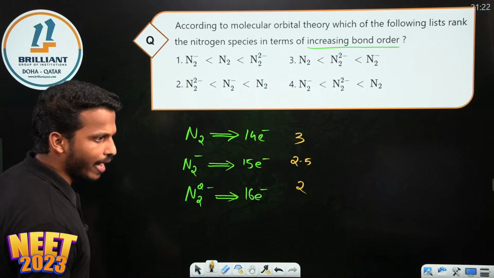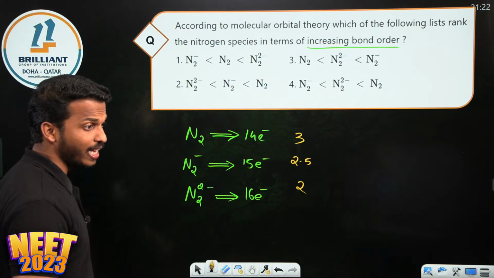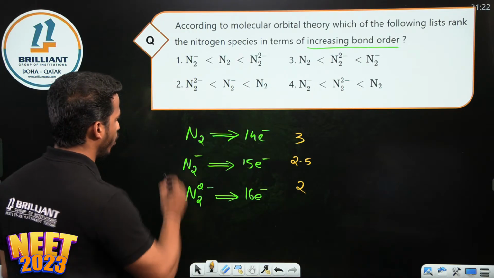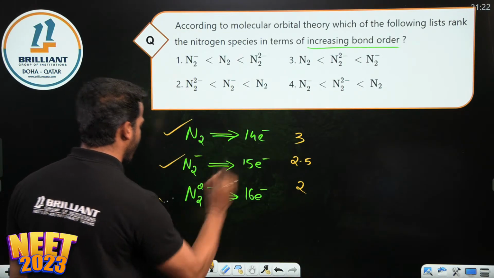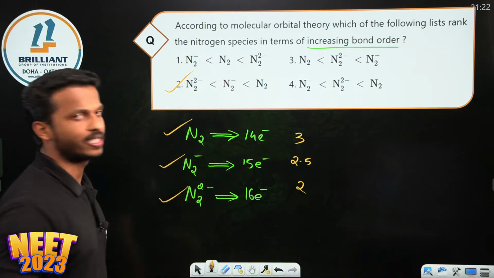N2 minus, N2 2 minus. What is the correct answer? Option? Which is the correct answer? Option number? N2 greater, then N2 minus, then N2 2 minus. What is the correct answer? Option 2. Yes, that's the correct answer.